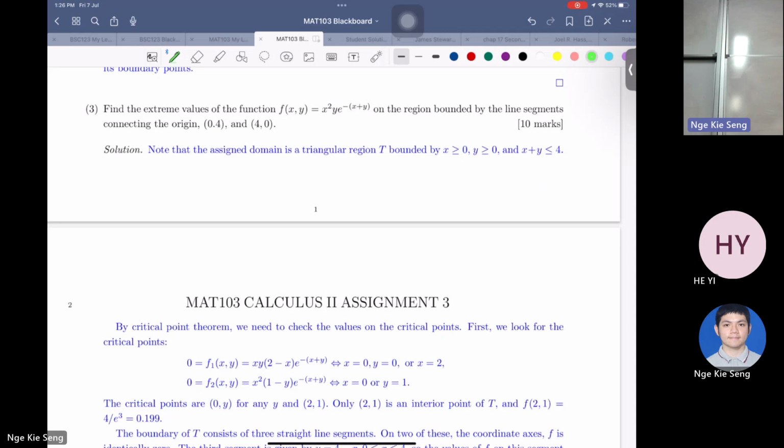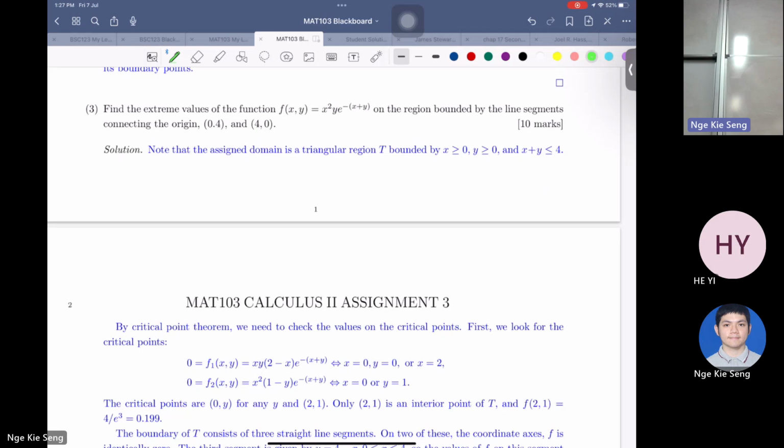So now you see this question here. I didn't specify absolute, and I didn't specify local. Let's see why I don't need to mention this word here. I want to find the extreme values of a function. Extreme values mean what? Maximum and minimum, right? On the region bounded by the origin, (0, 4), and (4, 0).